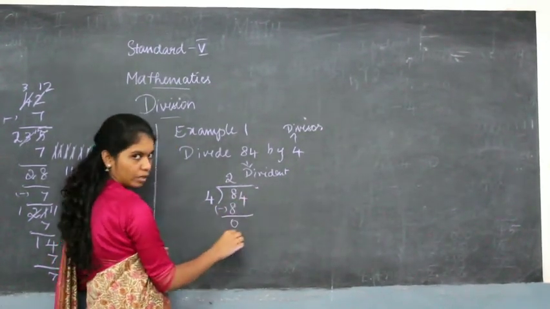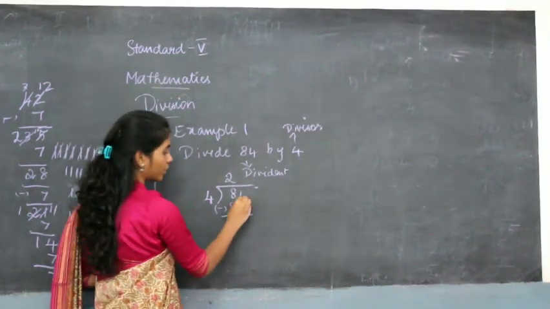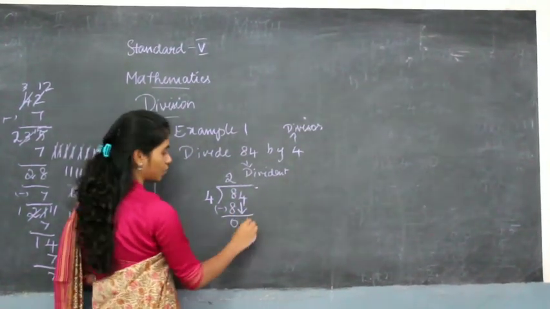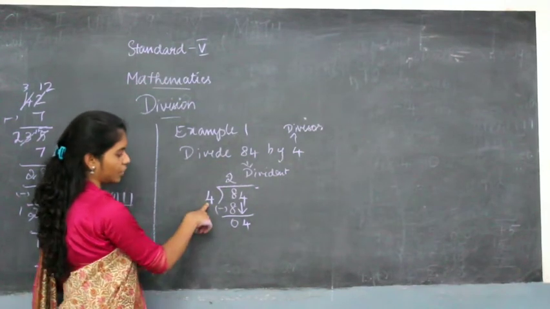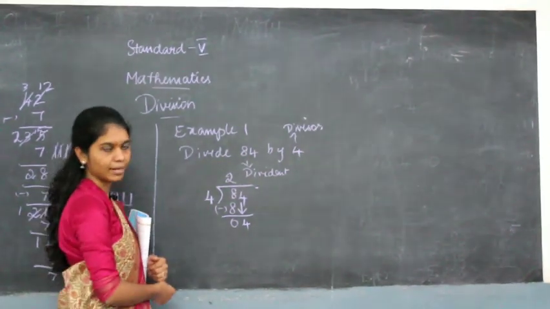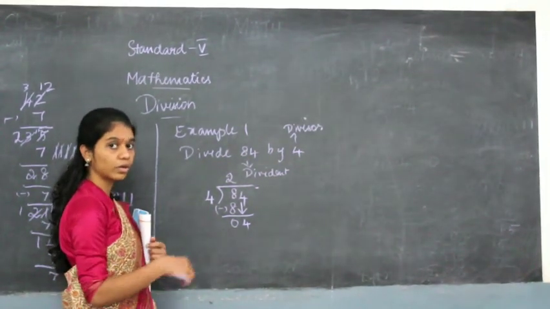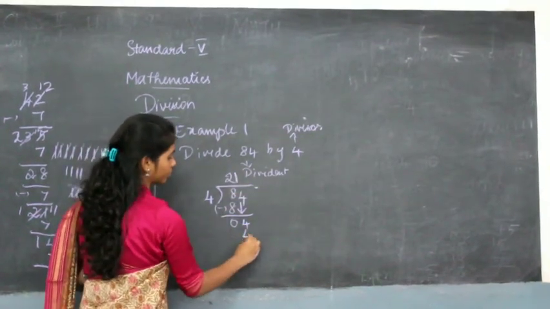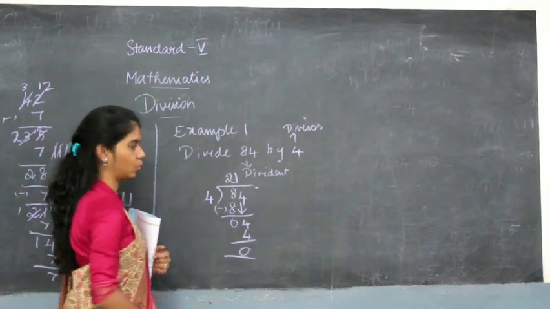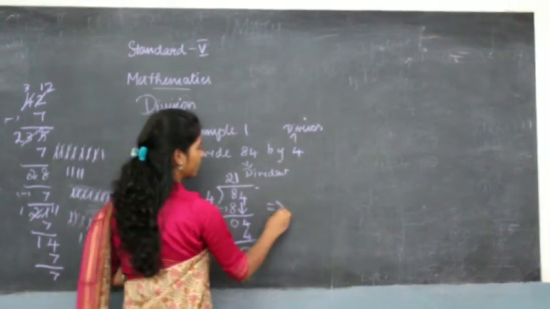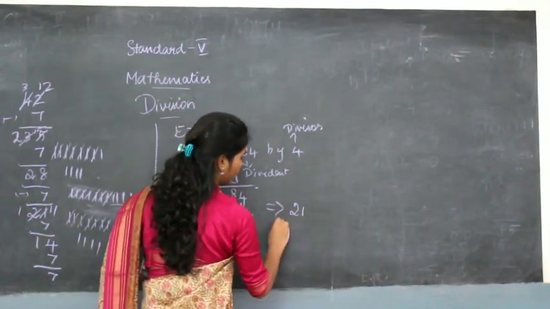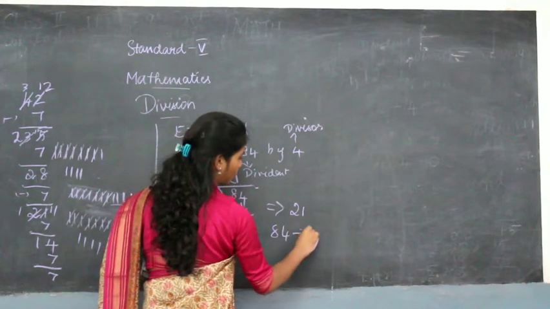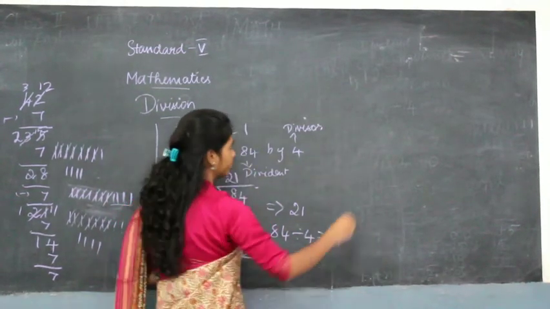Now this is over. So you are going to get the next term down, which is 4. So here you have 4 and here you have 4. Right. So you are going to start telling tables. 4 ones are 4. 4 minus 4 is 0. So your answer will be 21. 84 divided by 4 is equal to 21.